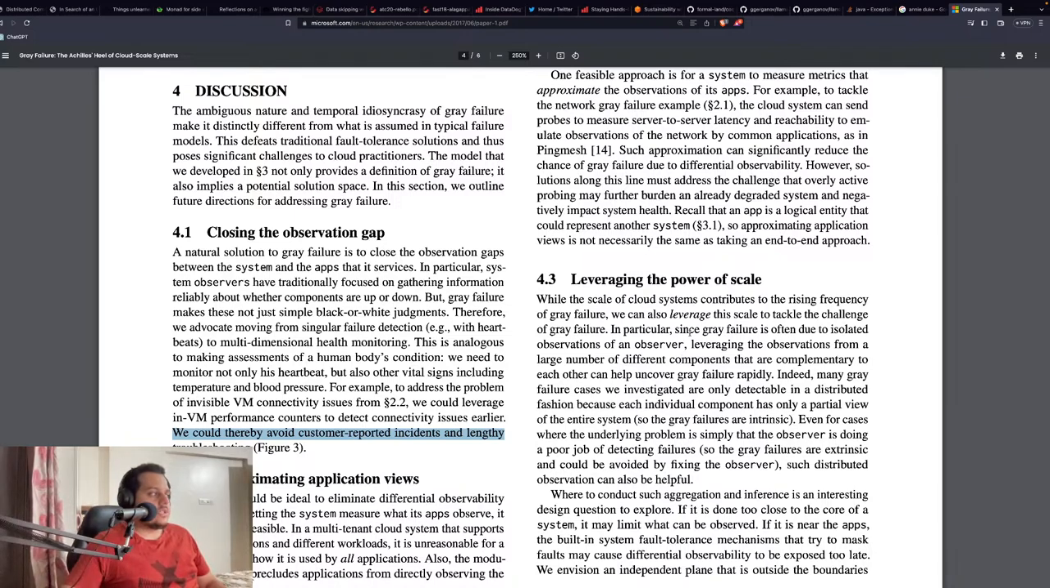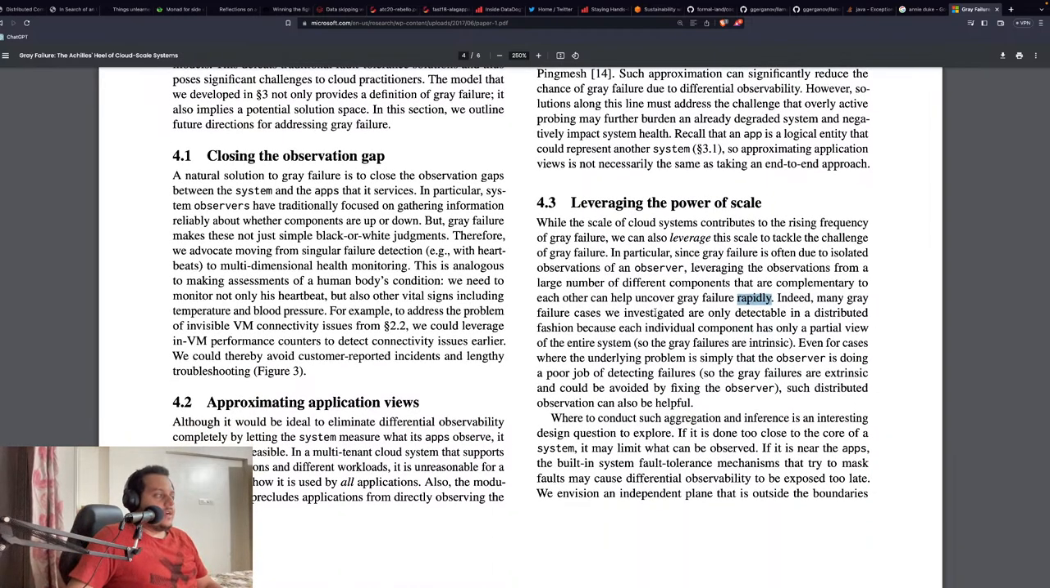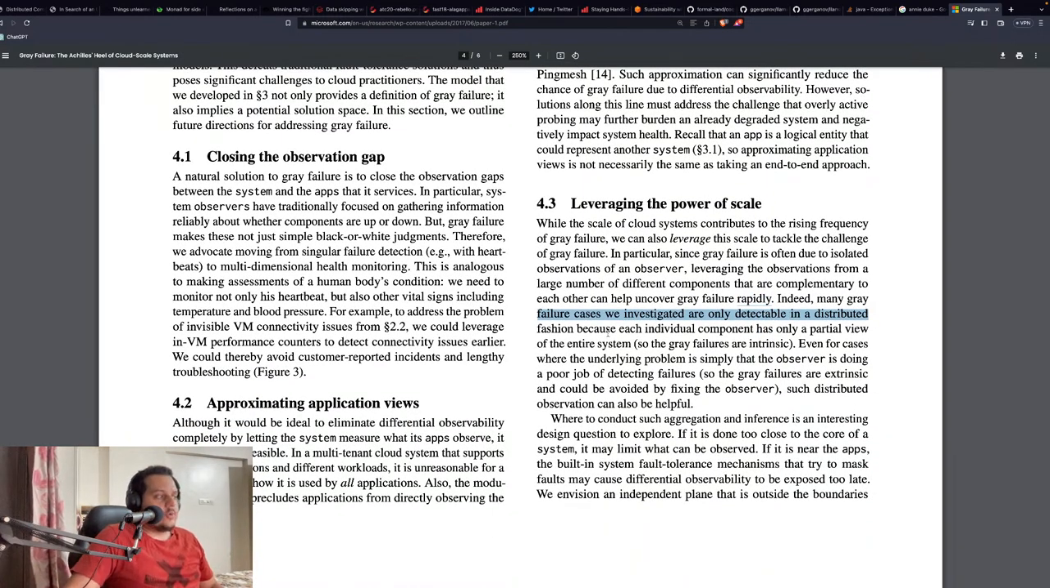The scale of cloud systems contributes to the rising frequency of gray failures. We can also leverage this scale to tackle the challenge of gray failure. In particular, since gray failure is often due to isolated observations of an observer, we can leverage the observations from a large number of different components. So basically, have this observer also spread out. Indeed, many gray failure cases we investigated are only detectable in a distributed fashion because each individual component has only a partial view of the entire system. Even for the cases where the underlying problem is simply that the observer is doing a poor job of detecting failures, such distributed observation can also be helpful.